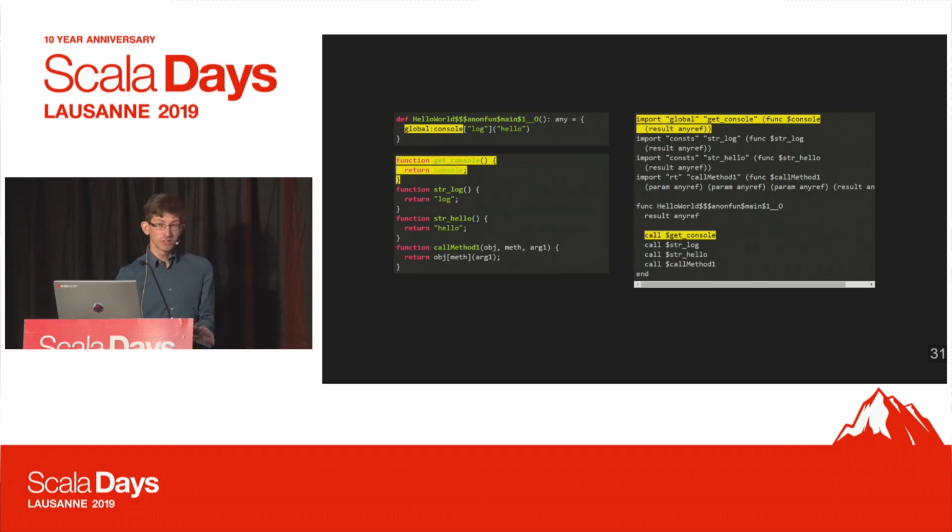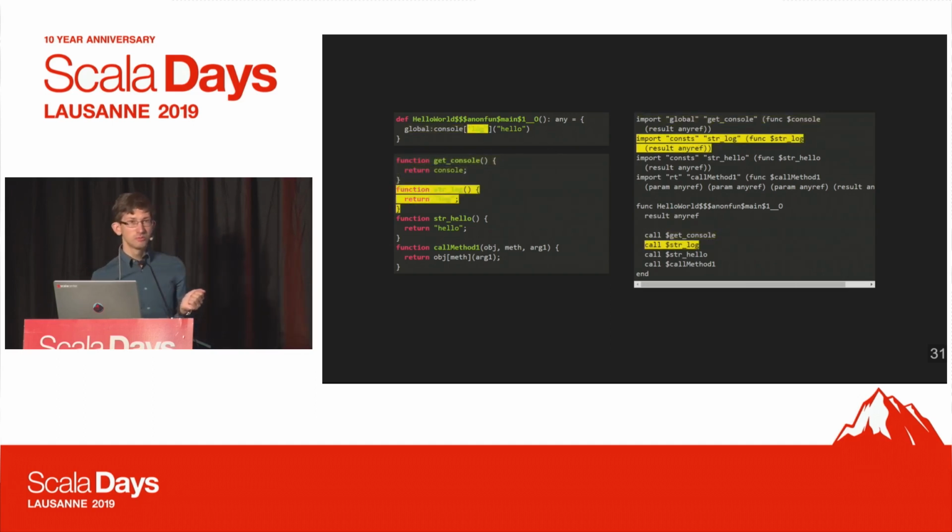So you can write a function in JavaScript on the left that is called getConsole that returns the console. And you can import that function from WebAssembly, and then you can call that function. It doesn't take any parameter, and it will put on the stack the result of the function, which is the console object, which is an anyRef. OK, so far so good.